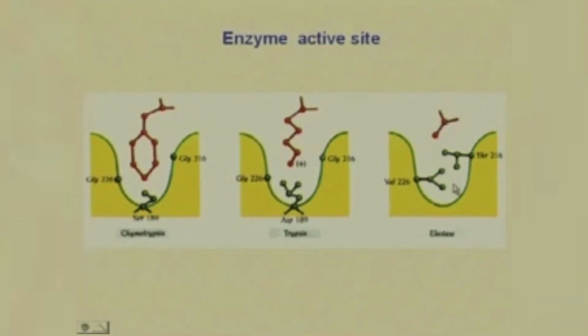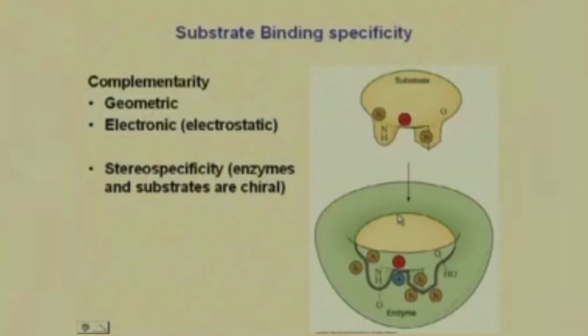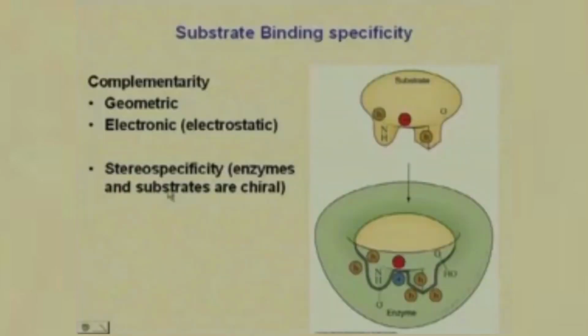Again, we have an alanine that is coming here in an interaction with another hydrophobic residue. So what do we have? We have complementarity, both a geometric complementarity and an electronic complementarity. And considering the stereospecificity of the enzymes and the substrates that are usually chiral, why are the enzymes chiral? Because they are proteins, and the proteins are composed of L amino acids. And substrates are also chiral; we will see how specific they are later on.